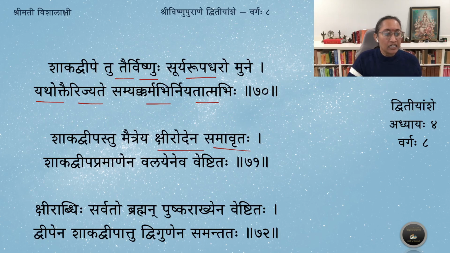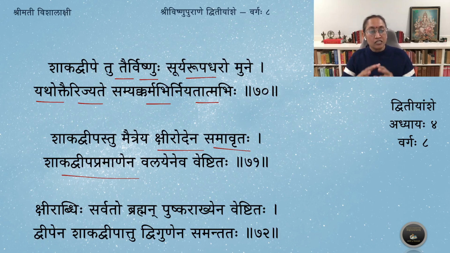He Maitreya, Shakadvipa Pramanenaiva. That Kshiroda has the same circumference, the same measurement, as Shakadvipa. Valayena iva veshtitaha. It is as if it is being covered by a circle. Kshirabdihi sarvataha brahman pushkarakhyena veshtitaha dvipena shakadvipattu dvigunena samantataha. Now this is the last dvipam that we are talking about.